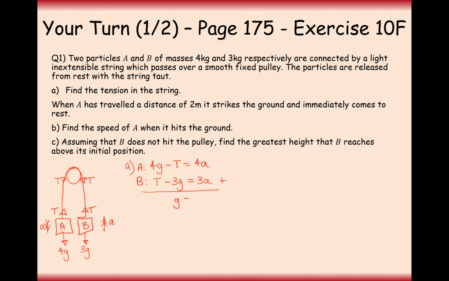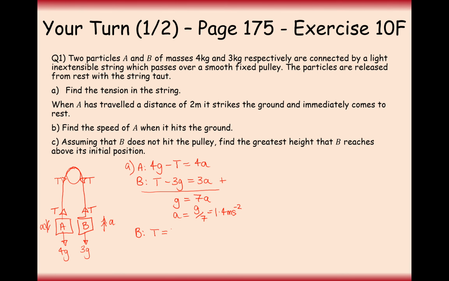You're going to get g equals 7a, so a is equal to g over 7. And let's work that out. Well, 9.8 divided by 7, and for that we get 1.4 meters per second squared. Okay, so that's not what we're looking for. We're looking for tension though, so we'll use equation B to substitute it back in.